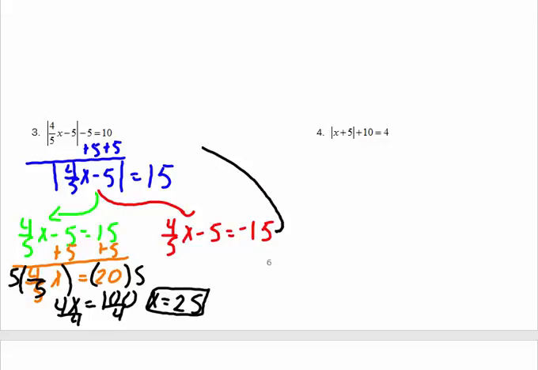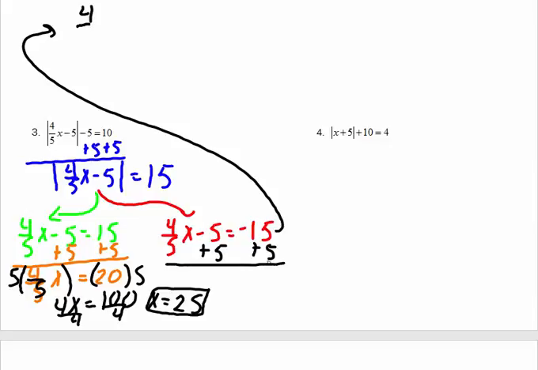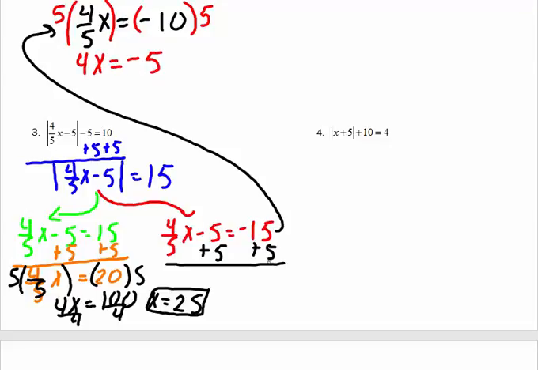For the other problem, I'll come up here so I have a little bit more room. So first things first, add the 5 over to the other side. That's going to give me a 4/5 x equaling negative 10. Again, you can decide if you want to multiply by the reciprocal. I'll go ahead and show one step at a time. So I'll need to get rid of dividing by 5, so I'll multiply both sides by 5. When I multiply by 5 but divide by 5, I just end up with a 4x. And negative 10 times 5 is a negative 50.